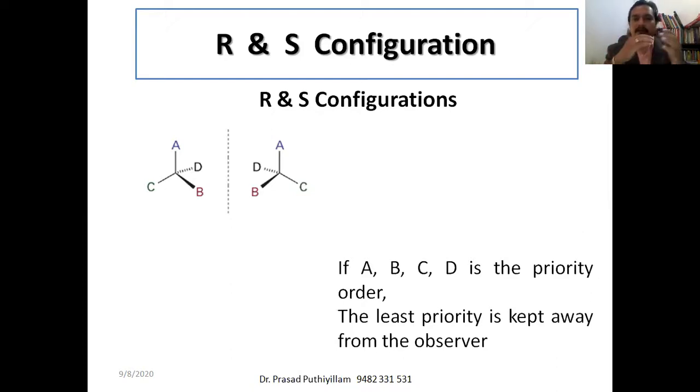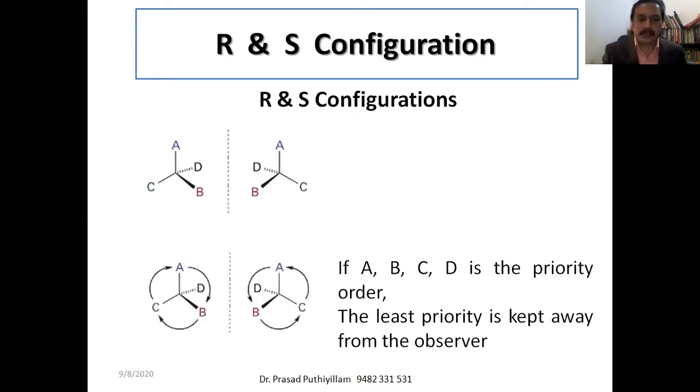It should be away from the observer. It should not face you. If you are facing that one, it should be kept away from your viewpoint. Then the remaining atoms. So D is always kept away from the observer.